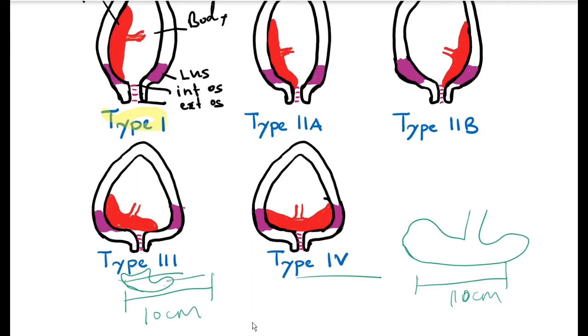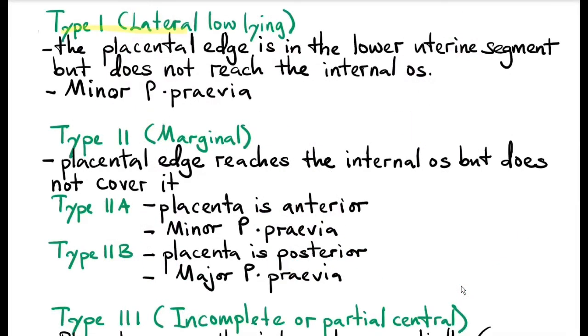So the whole placenta covers the internal os even when the cervix is 10 centimeters dilated. Type 3 placenta previa and type 4 placenta previa are also major placenta previas. So type 1, type 2A are minor placenta previas. Type 2B, type 3 and type 4 are major placenta previas. So here I say type 1, it's also known as a lateral low-lying. The placenta edge is in the lower uterine segment but does not reach the internal os. It's a minor placenta previa.